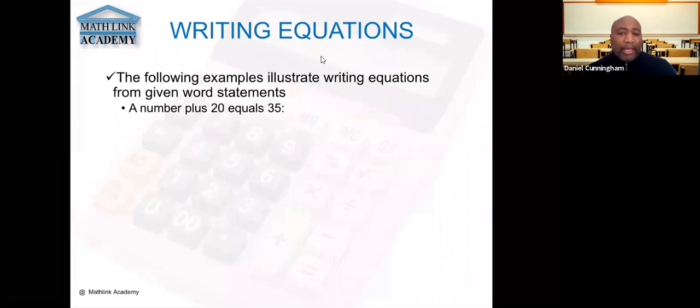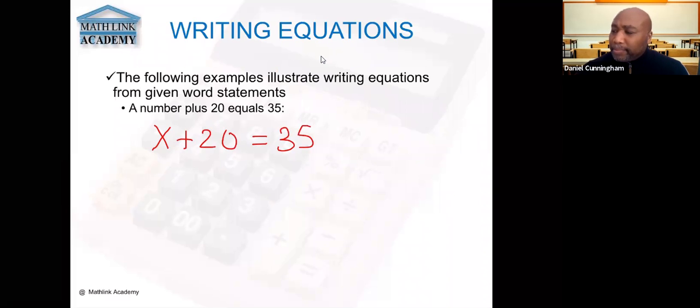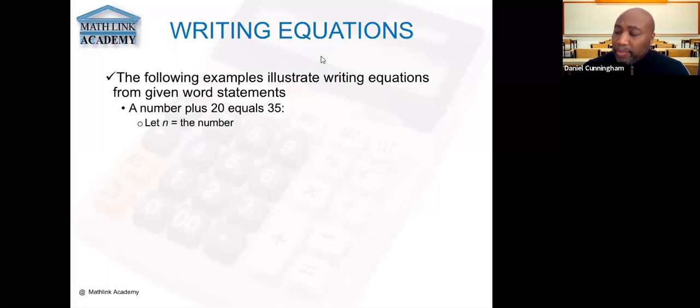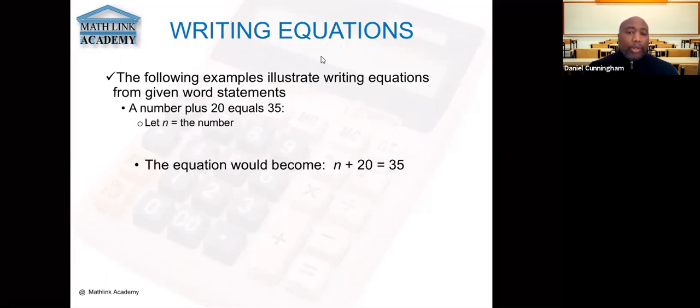So let's say we have a number plus 20 equals 35. How would I write that? A lot of times we use the unknown as x. Say x plus 20 equals 35. That's how we set it up. Again, our slide will show us this too. We could say x or we could say n being a number, or x being the unknown.